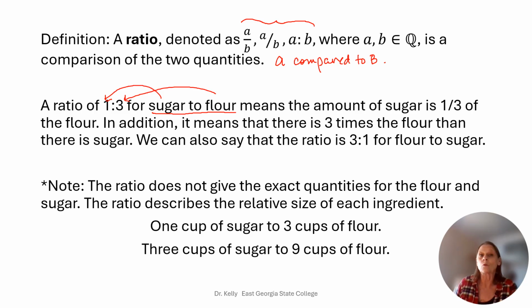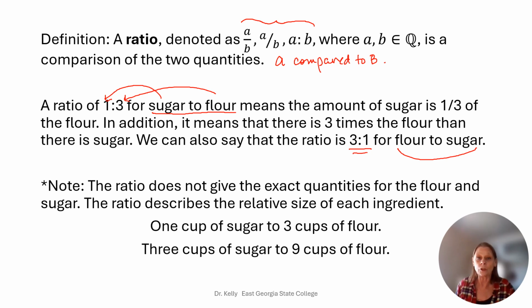We can also switch the ratio around if we'd like, and we could call it 3 to 1, but we also have to switch the description around. Now it is flour to sugar. So we haven't changed anything on the veracity of the relationship between flour and sugar. We just changed the way we wrote it.